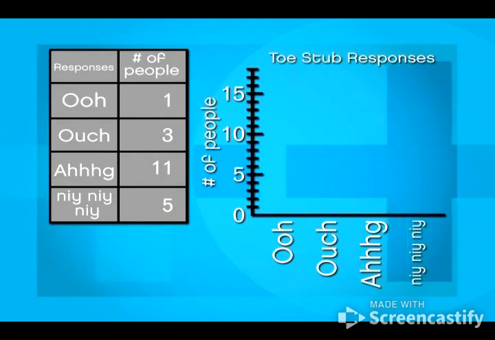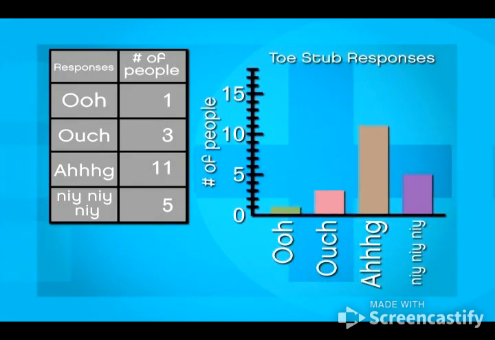We have one response for "Ooh." So let's draw that bar. "Ouch!" 3, "Ah!" 11, and 5. With a bar graph, it's easier to compare the data with each other.